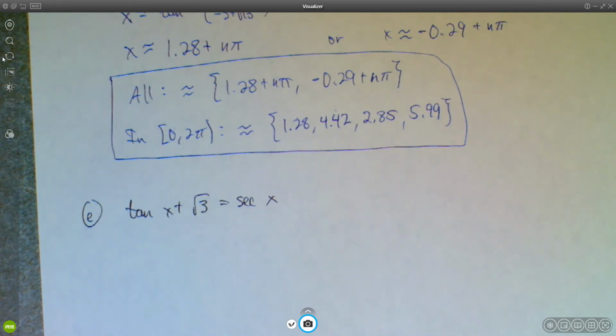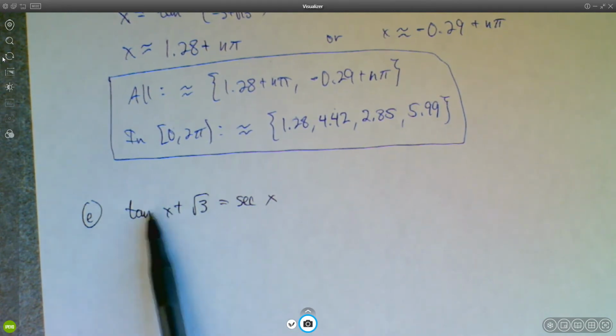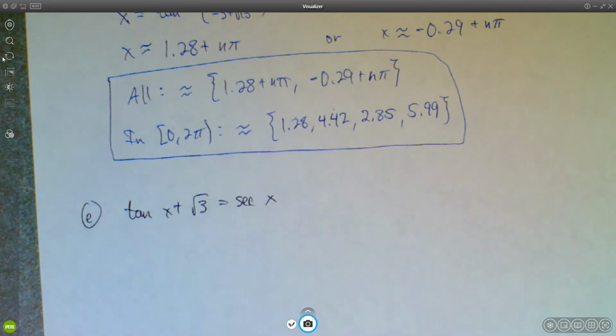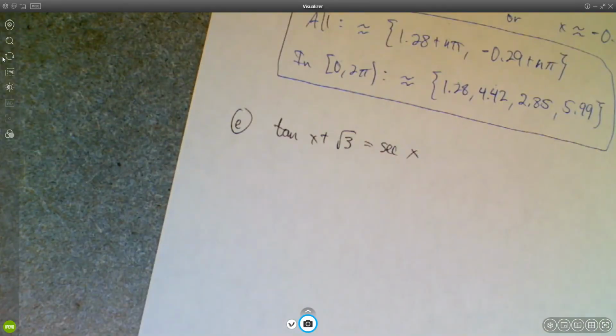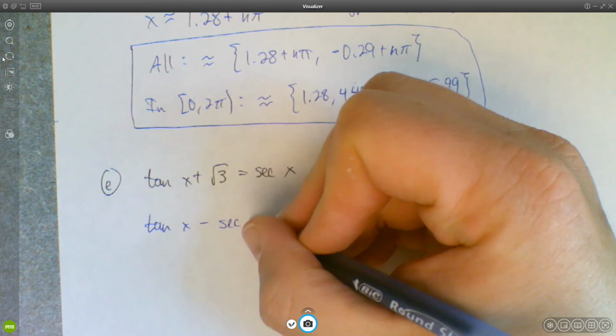If I move the secant x over and then try to factor, I don't really see a lot of opportunity for that. I suppose if I move the secant over, I could think of it as 1 over cosine, and I could think of this as sine over cosine. So then I could actually subtract them. I could say it would be sine x minus 1 over cosine x plus root 3 equals 0. I don't know, that's maybe worth exploring, but I think we're going to end up going in circles. Let's just explore that. I have another idea for how to solve it if this doesn't work, but I'm just curious.